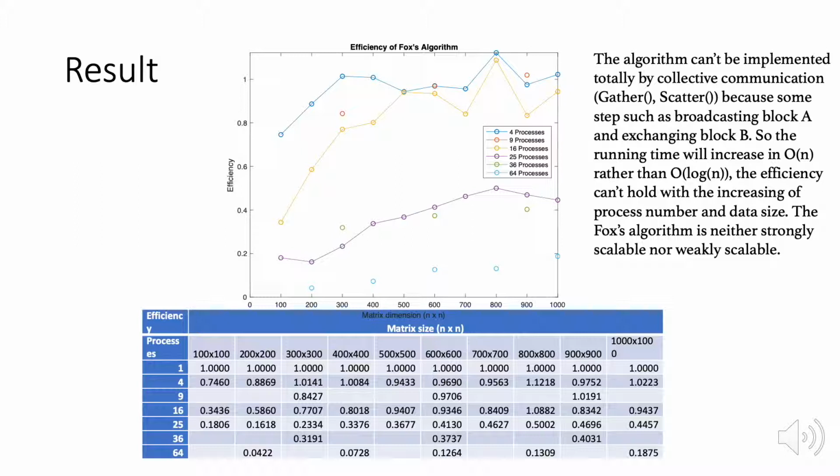Because the algorithm cannot be implemented totally by collective communication, such as gather and scatter. Some steps, such as broadcasting block A and exchanging block B, cannot be implemented by collective communication functions. So the running time will increase in big O of n rather than big O of log n. The efficiency cannot hold with the increasing of process number and data size. So the Fox algorithm is neither strongly scalable nor weakly scalable.